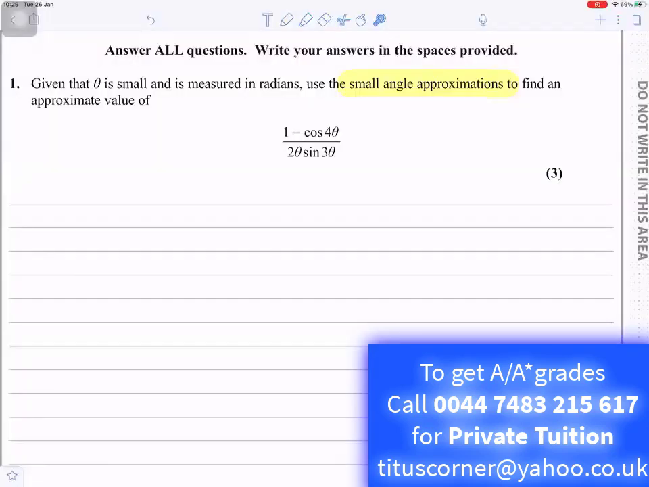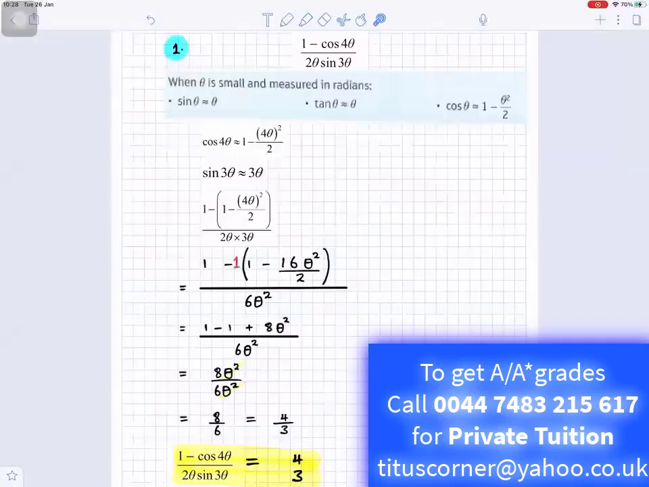Given that theta is small and is measured in radians, use the small angle approximations to find an approximate value of (1 minus cos 4 theta) divided by (2 theta sine 3 theta). When theta is small and measured in radians, sine theta is approximately theta, tan theta is approximately theta, and cos theta is approximately 1 minus theta squared over 2. So we're going to use this one and this one.